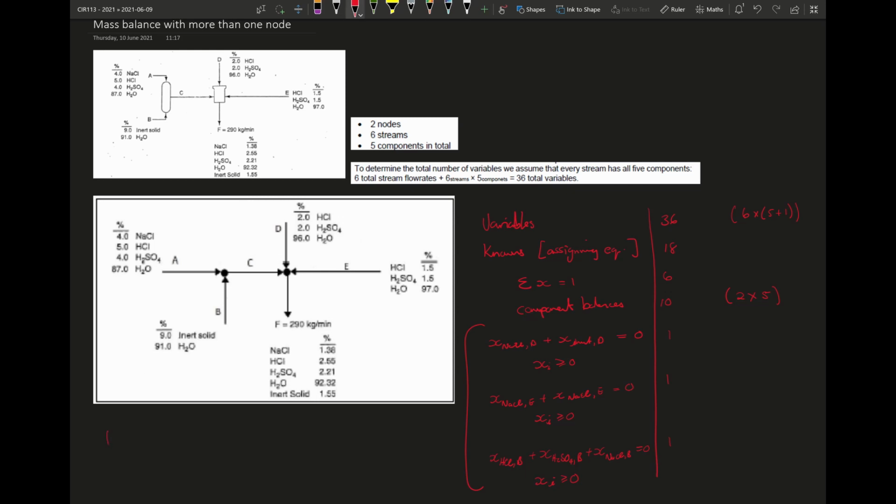And now, if we do our degree of freedom analysis, we're going to say, I have 36 variables, I have 18 assigning equations or knowns, and now I can add them all together, 19, and this 19 is made up of 6 sum of fractions, plus 10 independent component balances, plus 3, all the remaining components in the stream must be equal to 0 equations. Adding them up gives me 19. If I now subtract, I get -1, and the system is over specified.